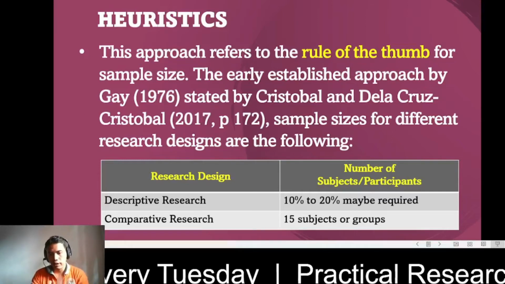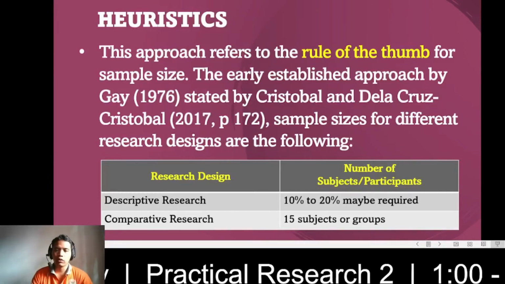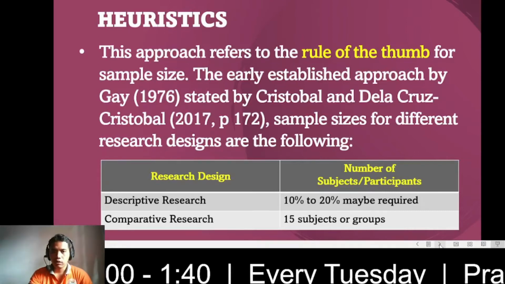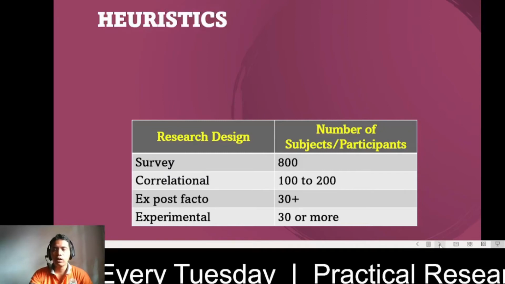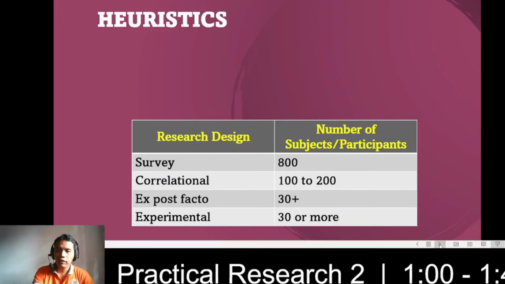natin kasi ko-compare yan, from the word comparative research. Okay, those groups will be paired. So, yun po yung rule of thumb. That's heuristics. Okay? And now let's go to the continuation of heuristics, which will still be about rule of thumb.